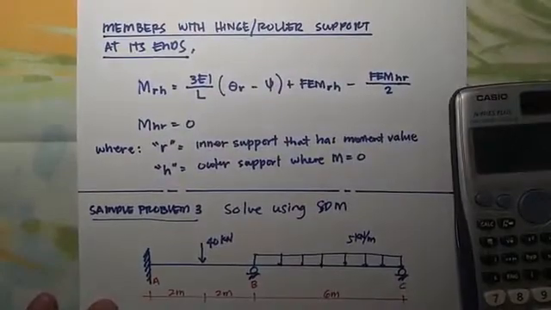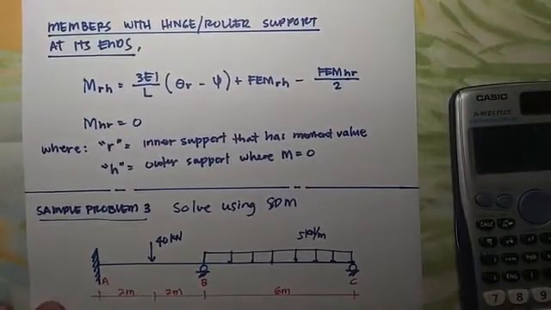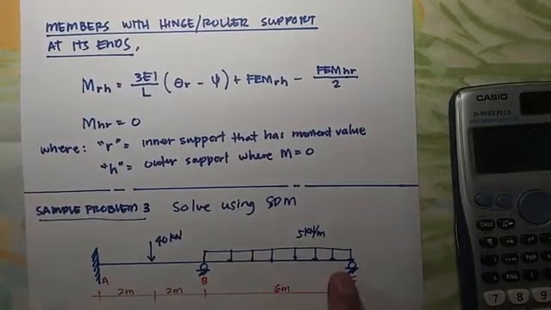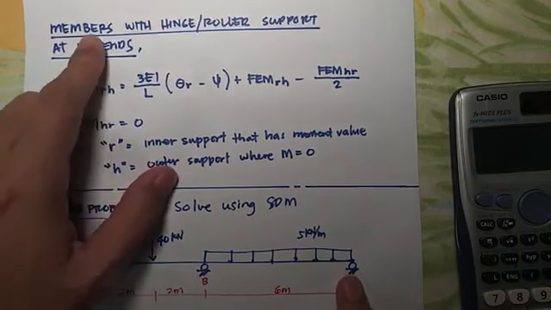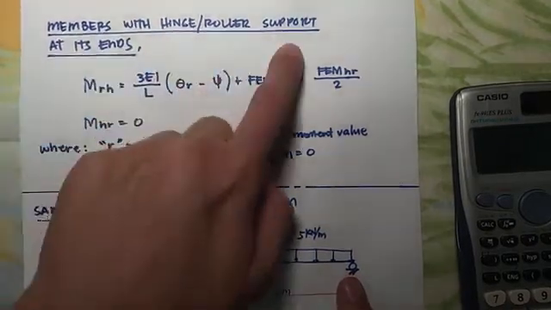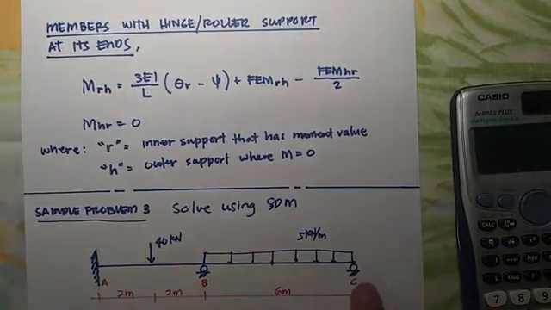Good day. So today we're going to discuss another problem using the slope deflection method, but this time we have a continuous beam. This is applicable for members with hinge or roller support at its ends. As you can see from this example, we have a roller at the end here.